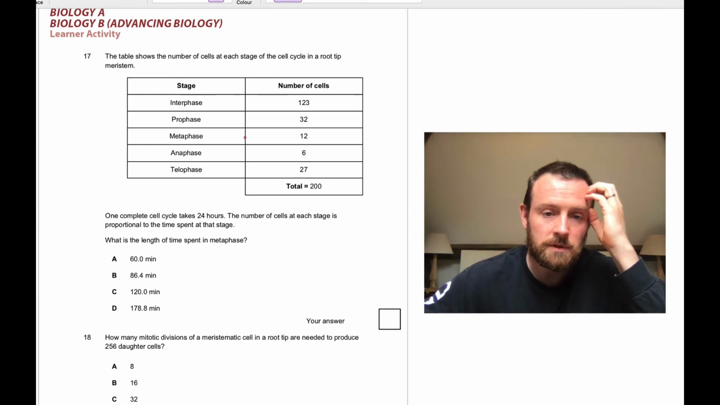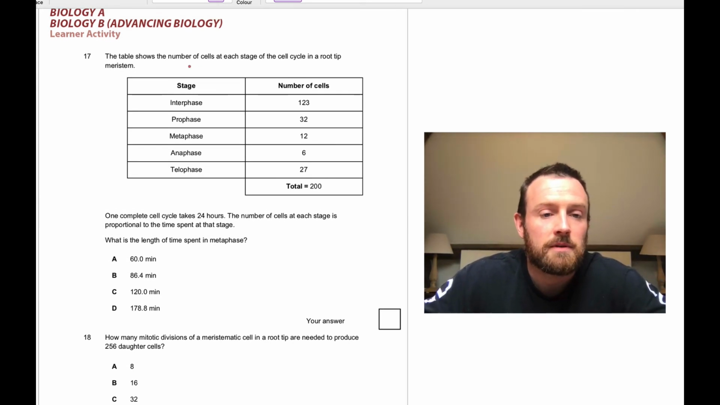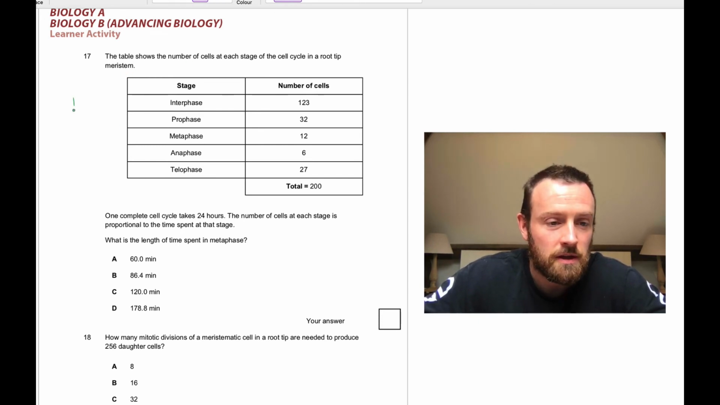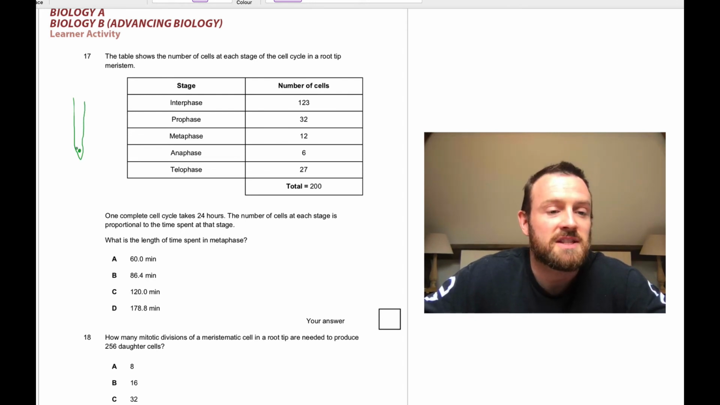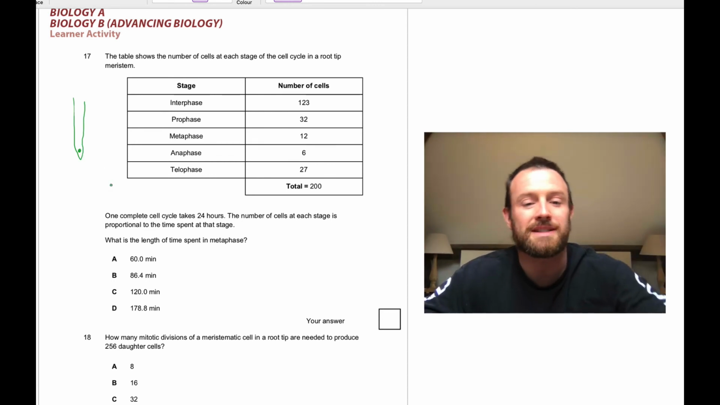17. All right, we're going to need to do some more maths here. Number of cells in each stage of the cell cycle in a root tip meristem. Remember the meristem, in case you can't remember. So here's a root tip, sort of growing down. The meristem is a bunch of cells about here, and those are the cells. They're a bit like plant stem cells, and they're actively dividing, and they're responsible for growth of the root down into the soil.